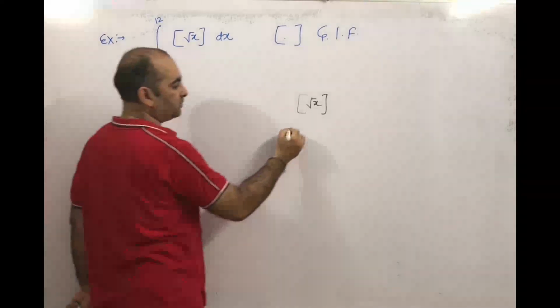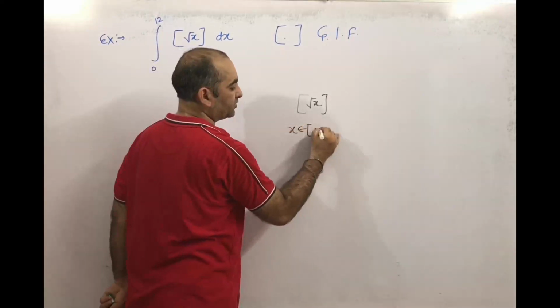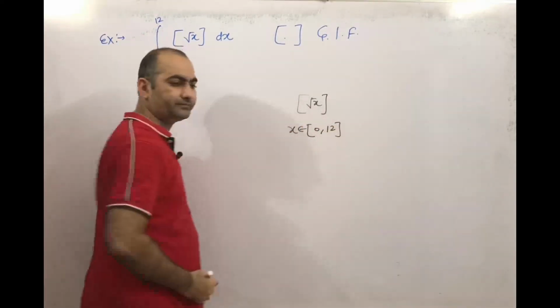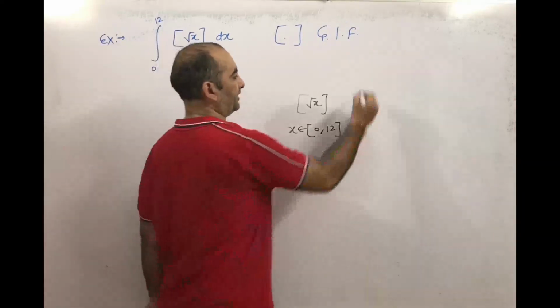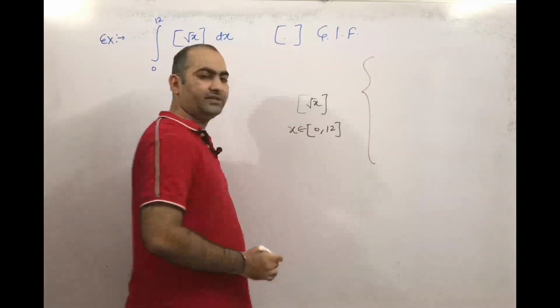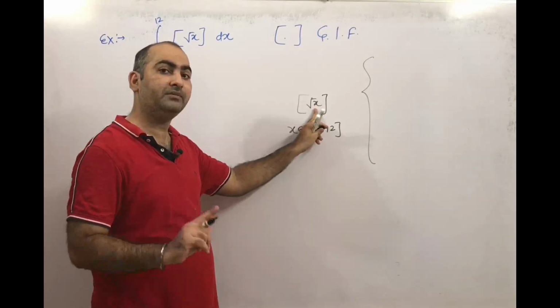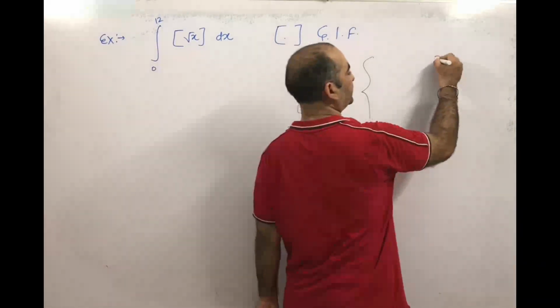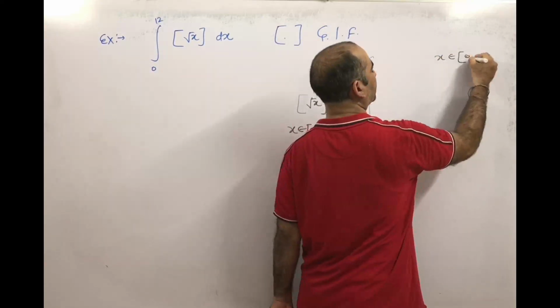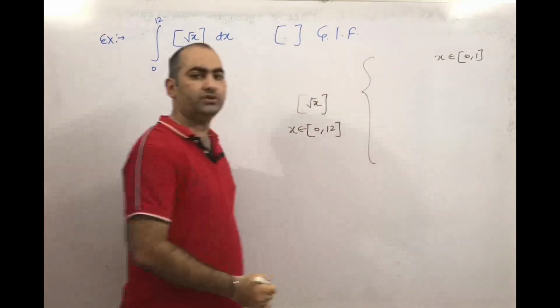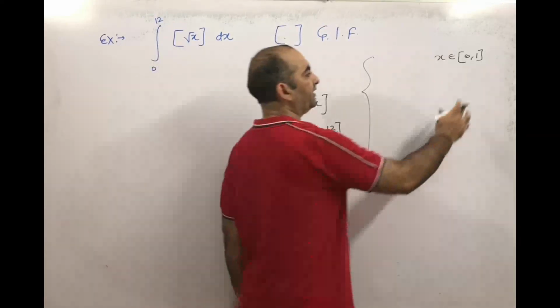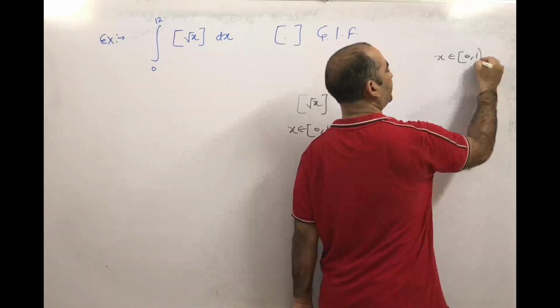So x belongs to where? We have to check the closed interval 0 to 12. How will it be defined? At 0 it will be an integer. Then if I put 1 here, it will become an integer. So x belongs to 0 to 1, and we take 1 as open.